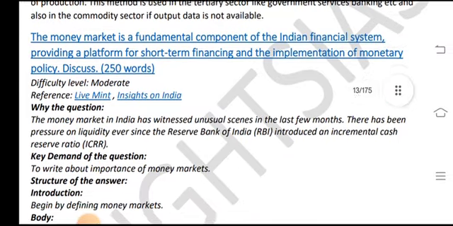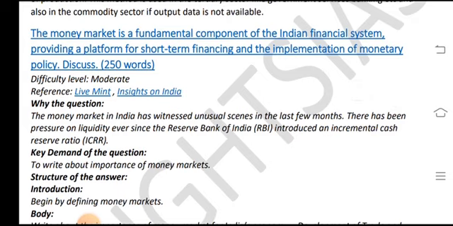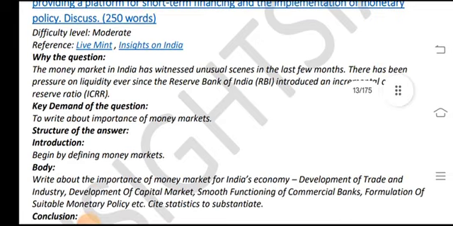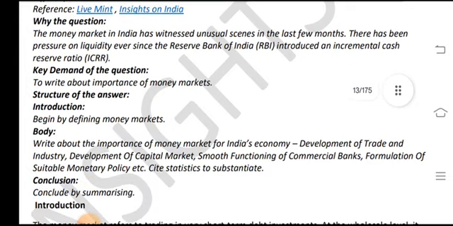The money market is another fundamental component of the Indian financial system, providing the platform for short-term financing and the implementation of monetary policy. Discuss in 50 words. Difficulty level: moderate. Reference: recent developments and questions on India.